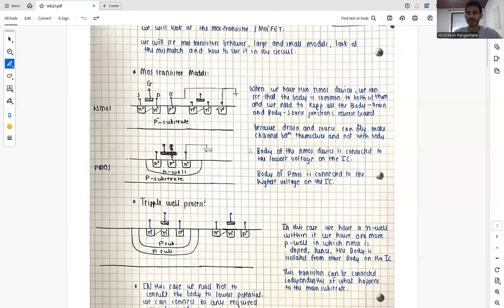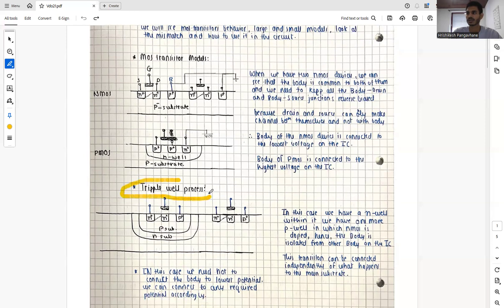When it comes to a PMOS, it's easy to make. We just make an N well, and we have doped P regions as our source and drain, and we put a polysilicon layer as a gate, and we have our body. In the case of PMOS, the body of the PMOS is connected to the highest possible voltage on the IC.